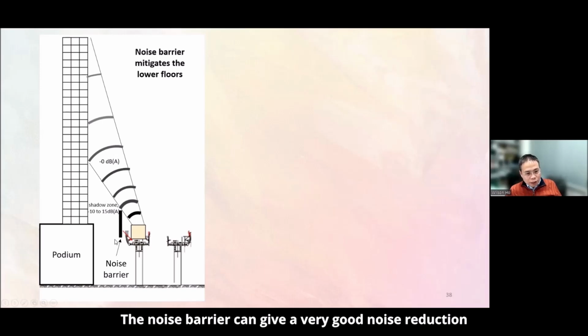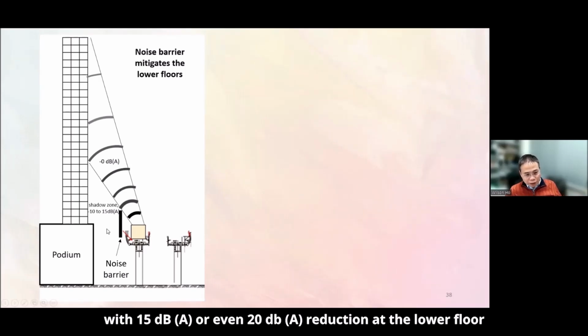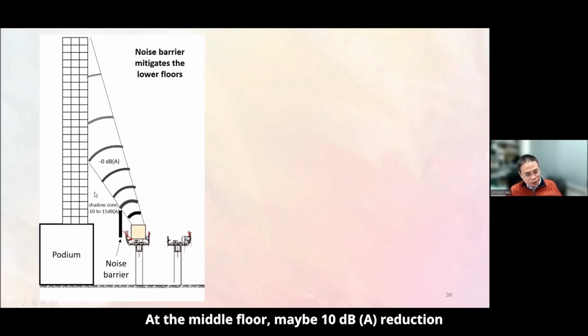The noise barrier can give very good noise reduction, 15 dBA or even 20 dBA reduction at the lower floor, and at the middle floor maybe 10 dB reduction. But once at the upper floor, outside the shadow zone, there is no noise reduction. So this is the problem of the noise barrier. It would be better to have a noise enclosure or a canopy.